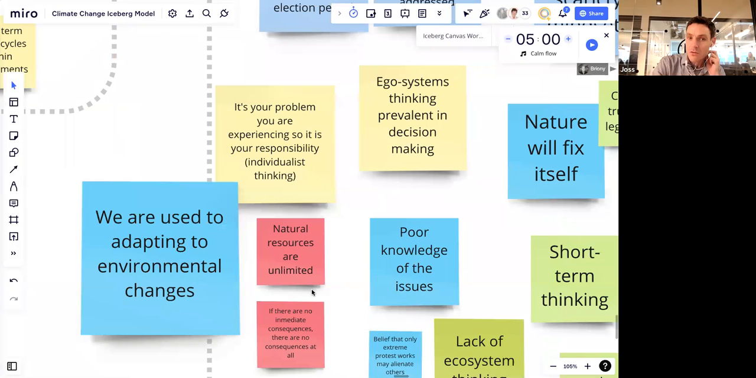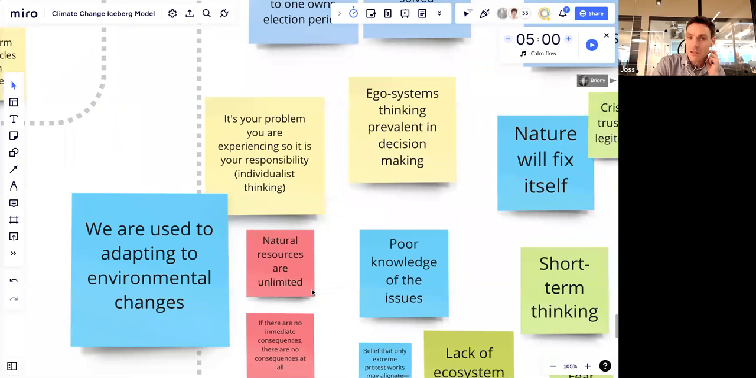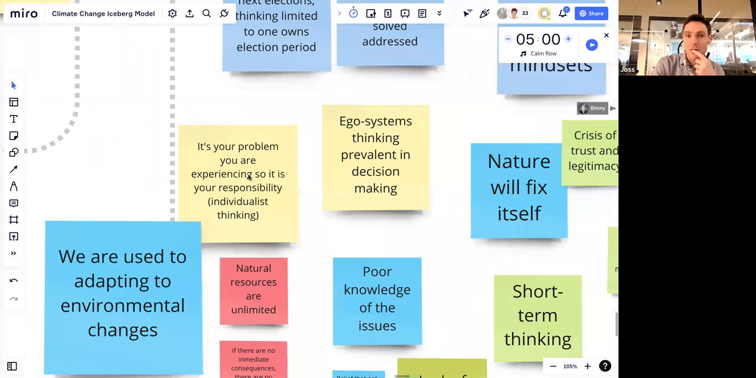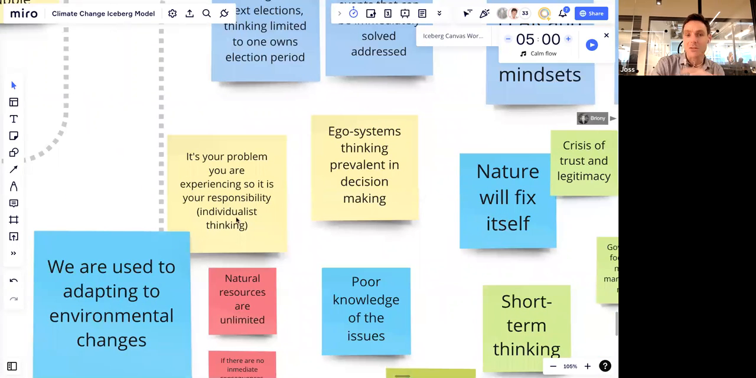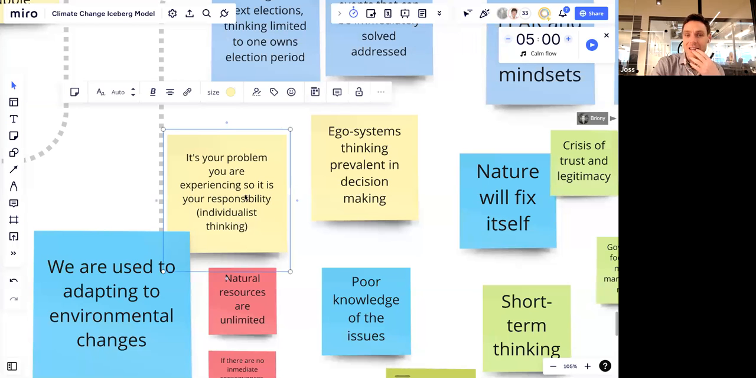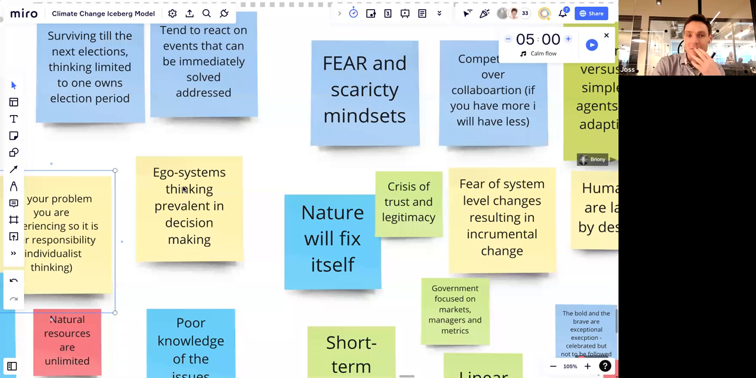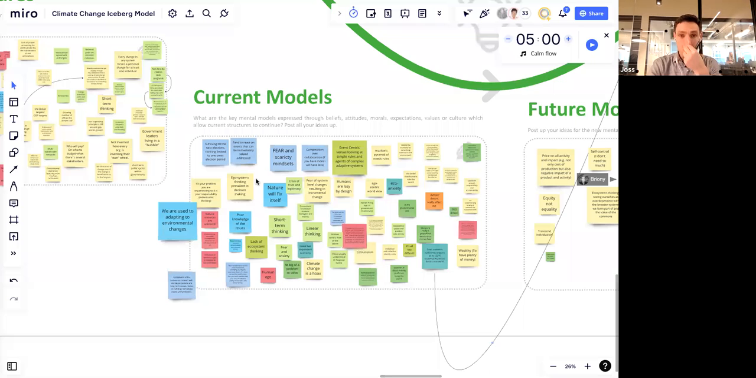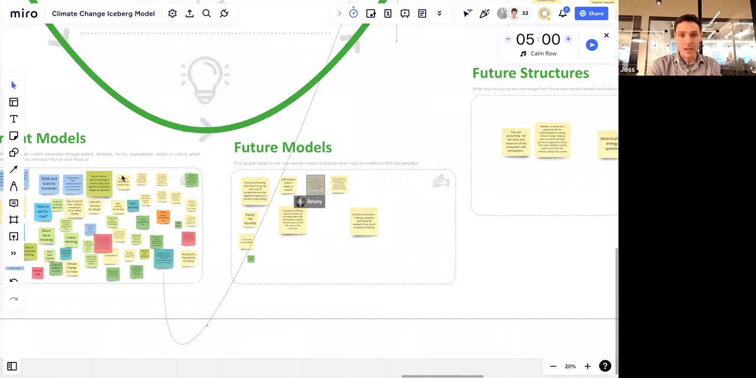Okay, we are used to adapting to environmental change. It's your problem you are experiencing, so it is your responsibility. Individual thinking, yeah, that's one aspect of it. Ecosystem thinking prevalent in decision making. Okay, let's keep going for the sake of time. Well done. Those are really interesting contributions.